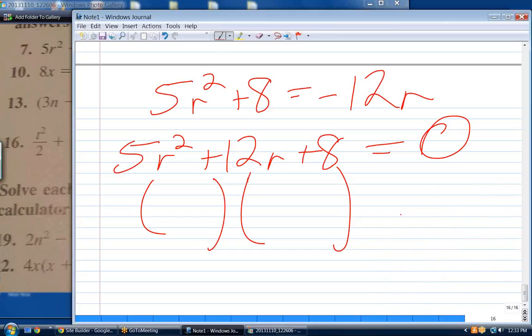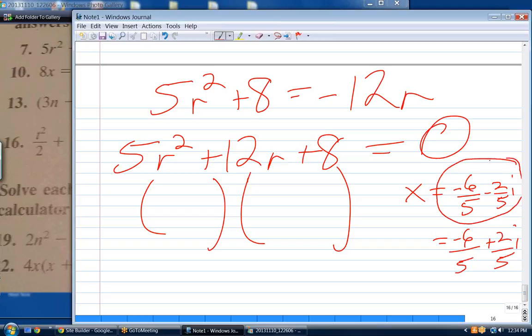What'd you get? I got negative 6 over 5 minus 2 over 5i, and then negative 6 over 5 plus 2 over 5i. Those are your two solutions. Now, the factors are x minus these numbers. Just like every time you get a solution of x equals 3, the factor is x minus 3. Or x equals 5, the factor is x minus 5.